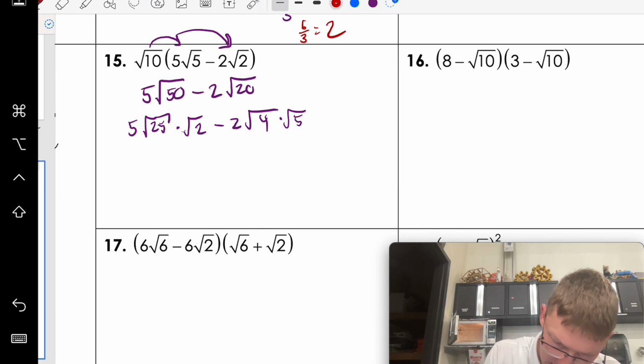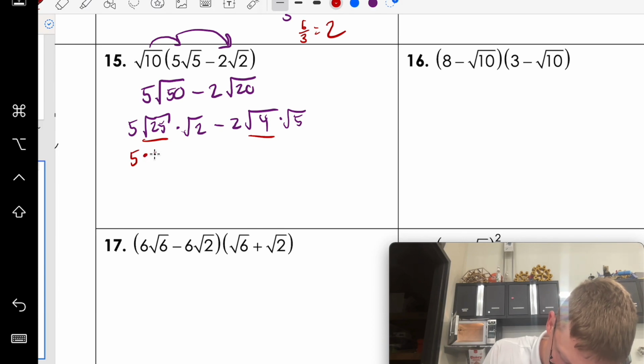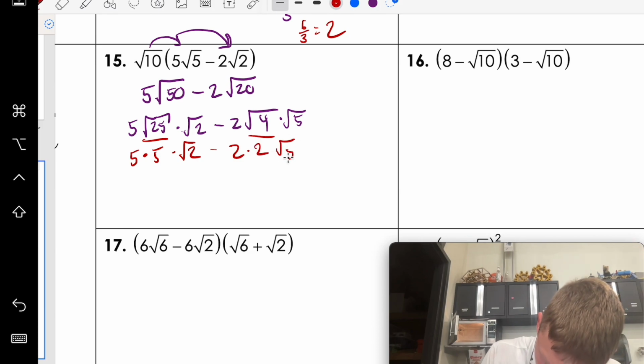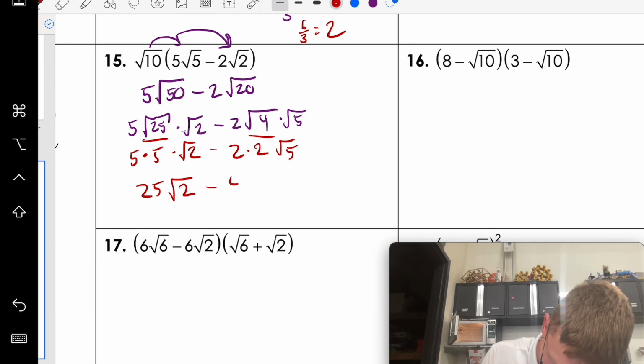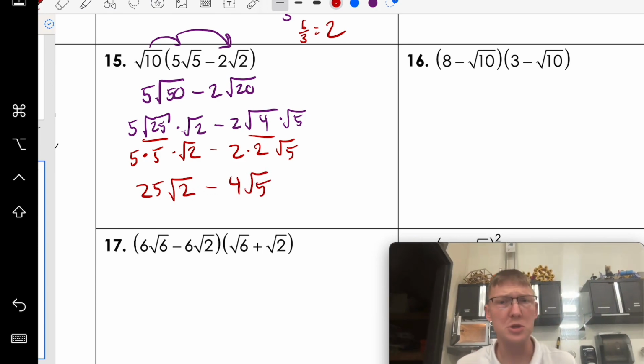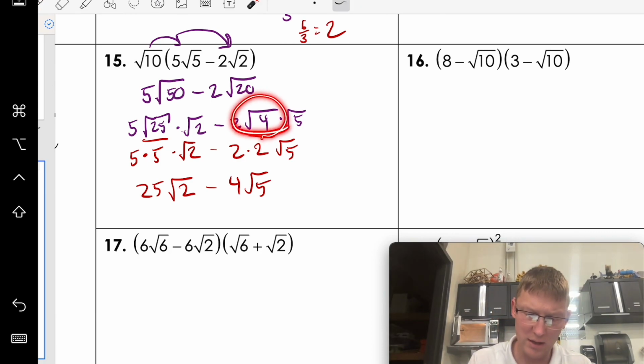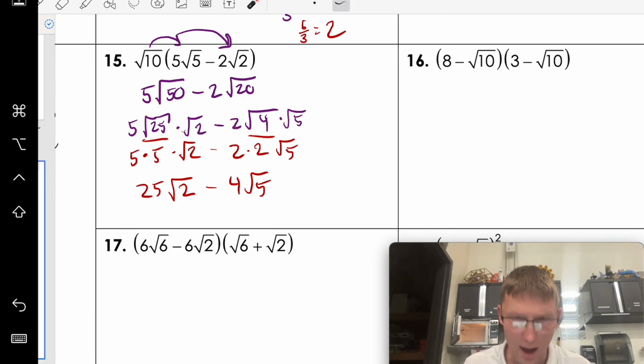And so then we're going to take care of this guy, and this guy. Now we're going to have 5 times 5 times square root of 2 minus 2 times 2 times square root of 5, which means our final answer is 25 square root of 2 minus 4 square root of 5. In these problems, it's really important to actually reduce these radical signs as much as possible, because on the off chance that these final ones do match, then you can combine. If they don't match, it's not as big of a deal, but a lot of times they will match and you'll be able to combine those like terms.